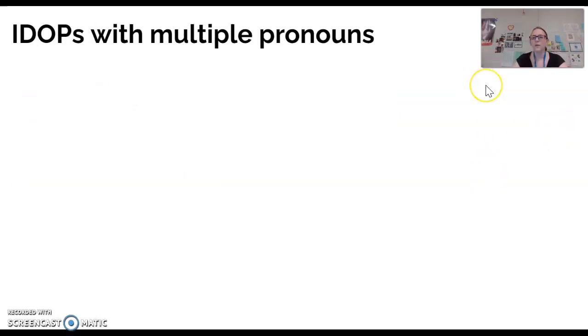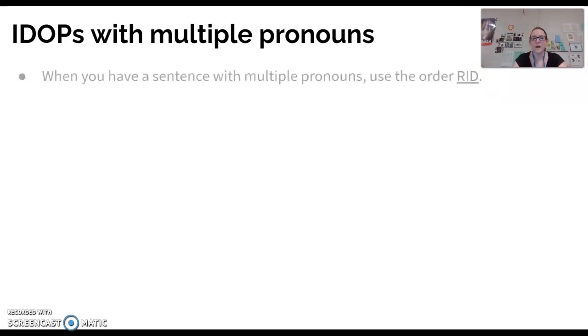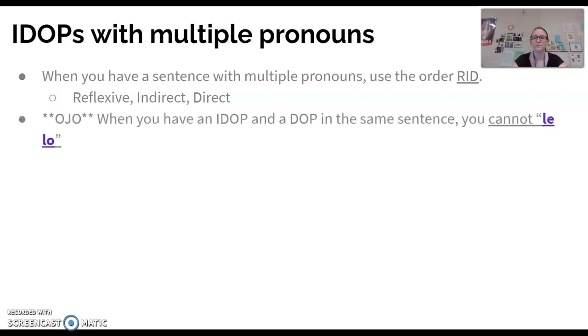Okay, when you have multiple pronouns, because you do tend to use indirect object pronouns and direct object pronouns together, you have to use the order RID, which stands for reflexive, indirect, direct. And so if you have a direct and an indirect object pronoun, you're going to put the indirect first and then the direct object pronoun afterwards.